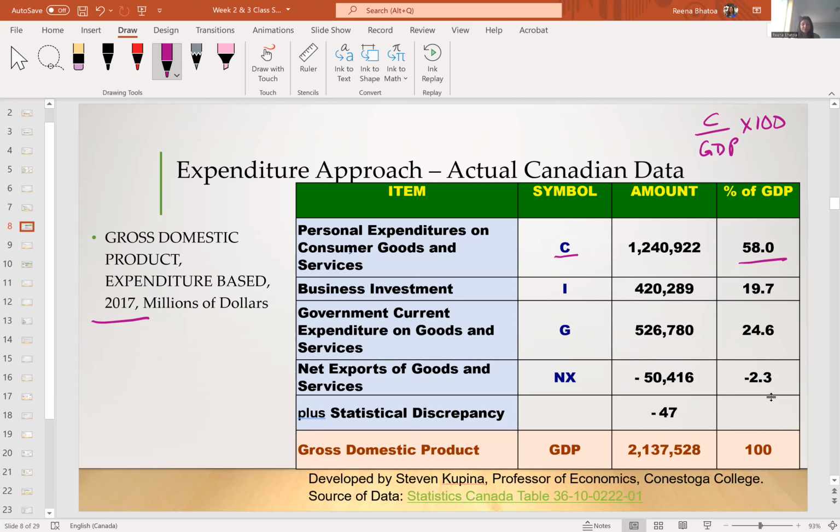Okay, net exports now. Net exports were negative 50,416 million. So it is negative. Could you possibly explain why would we get negative net exports? Someone, please? Any idea? Joshua, would you like to explain? Why is this negative?